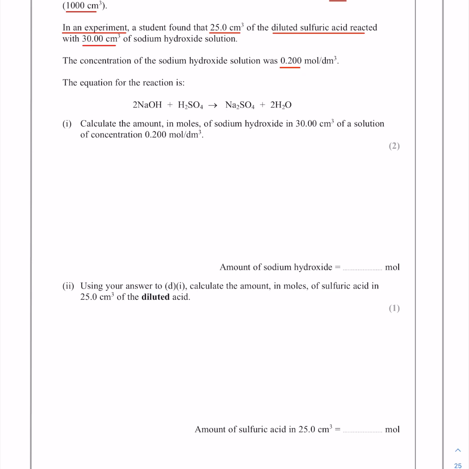mole of sodium hydroxide plus 1 mole of sulfuric acid gives 1 mole of sodium sulfate plus 2 mole of water. Question I. Calculate the amount in moles of sodium hydroxide in 30 cubic centimeter of solution of concentration 0.200. طيب احنا معانا الرول اللي بيربط الكونسنتريشن بالمولز، بيقول ان الكونسنتريشن is equal to moles over volume in cubic decimeter. طيب معايا الكونسنتريشن 0.200 ومعايا الفوليوم 30، بس نعمله dividing على 1000 عشان نحوله من cubic سنتيمتر لكيوبيك decimeter. 30 over 1000 يبقى 0.03 cubic decimeter.